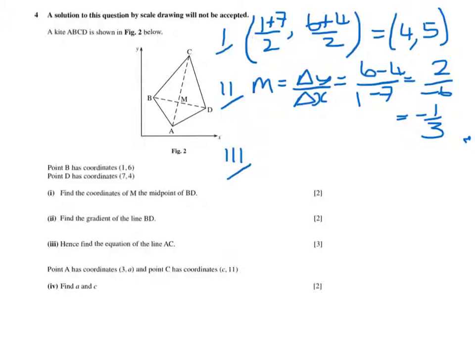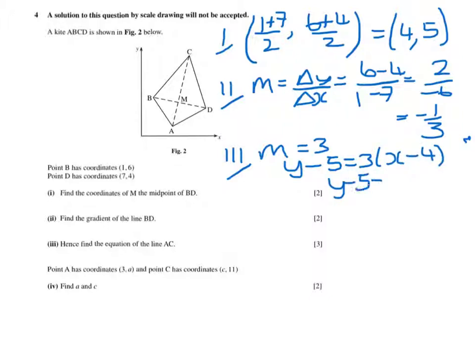AC is perpendicular to BD, so the gradient of AC will be 3, and it passes through the midpoint. So y minus y1 equals m upon x minus x1. Y minus 5 equals 3x minus 12. Y equals 3x minus 7.